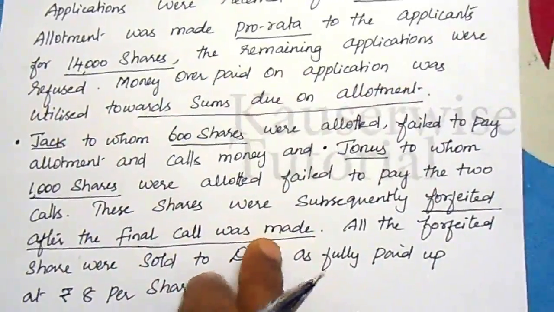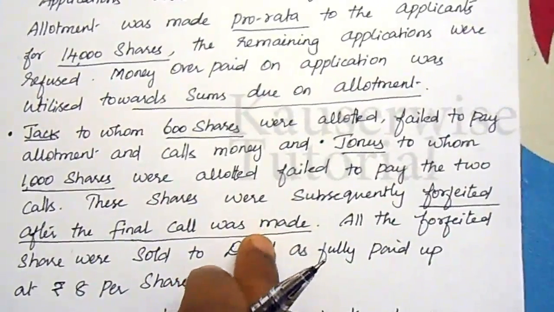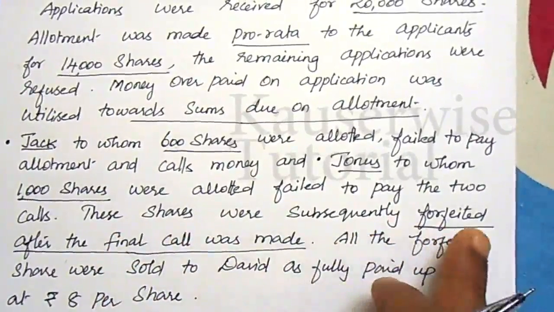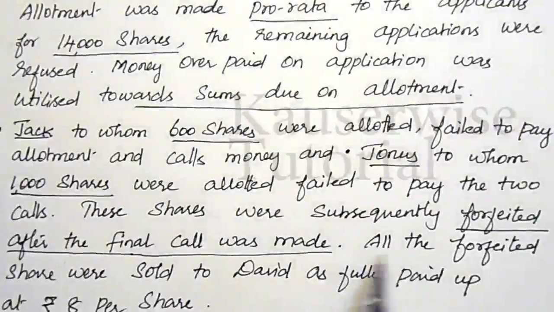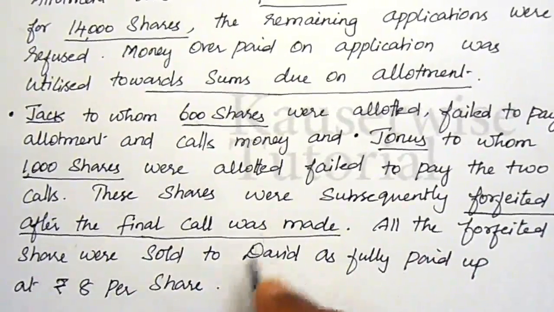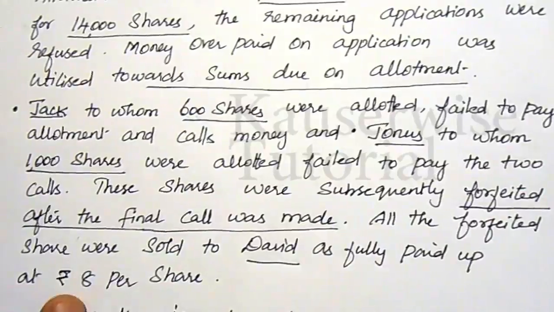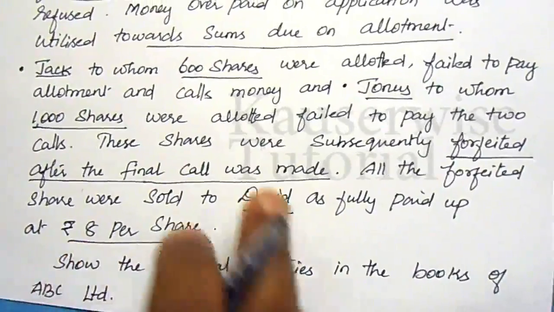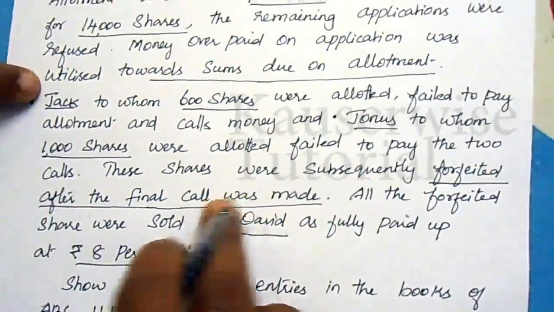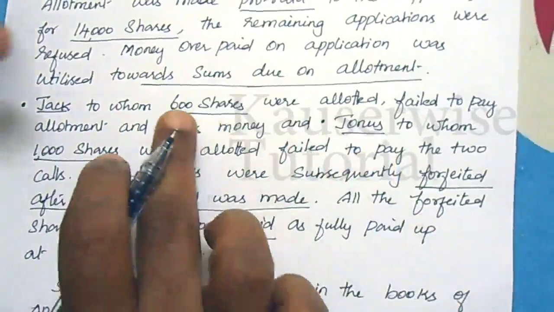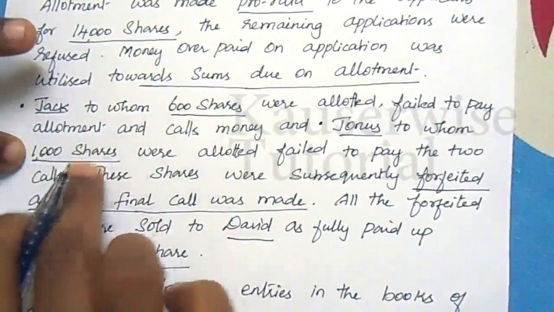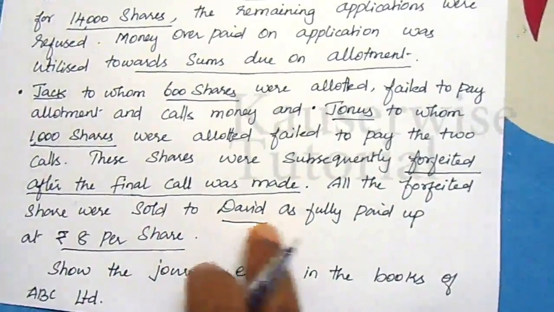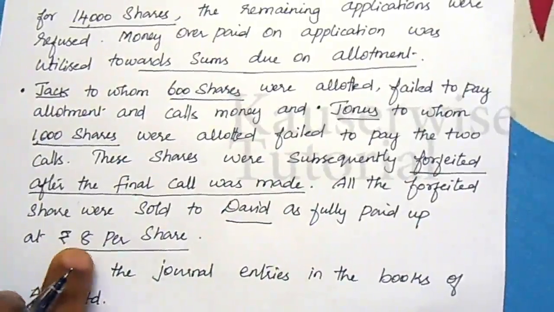The company has given sufficient time to the shareholders. That is, they have made the first call and they have made the final call. So after the final call only, the company subsequently forfeited the shares from the shareholders. All the forfeited shares were sold to David as fully paid up at rupees 8 per share. The reissue price is 8 rupees. So after forfeiting the shares from Jack and Jonas, the entire 600 shares plus 1,000 shares, totally 1,600 shares, were sold to David as fully paid up at rupees 8 per share.